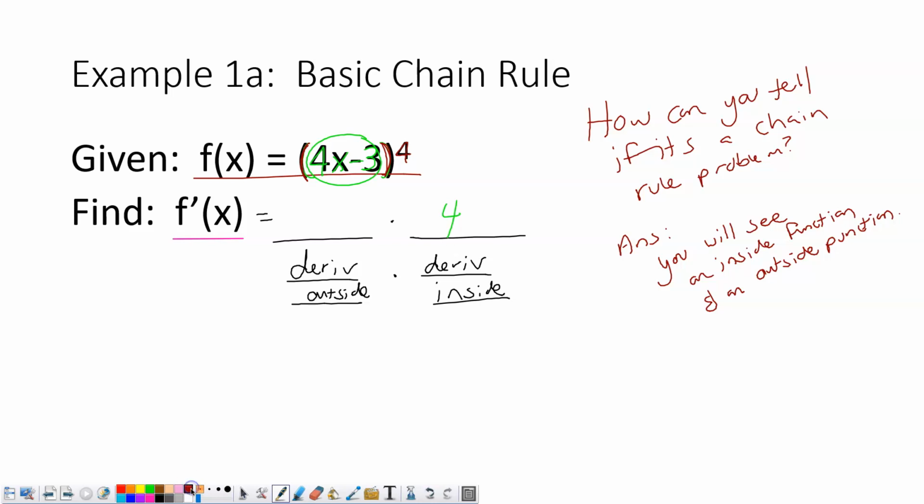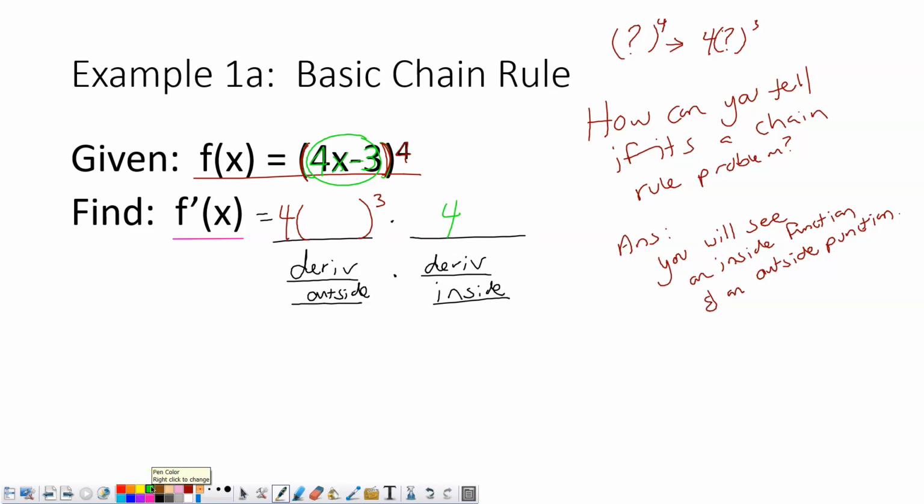But what's the derivative of the outside? Well, how do you do that exactly? Well, the outside function is just something to the fourth power. Well, how do we do that? You take the number in the front, you put it in the front, and you take 1 away from the power. It's a power rule. So to find the derivative of the outside, we're going to do the power rule. I'm going to take the 4 and I'm going to put it in the front, and then I'm going to take 1 off the power. Now, a common mistake people make here is with the inside.